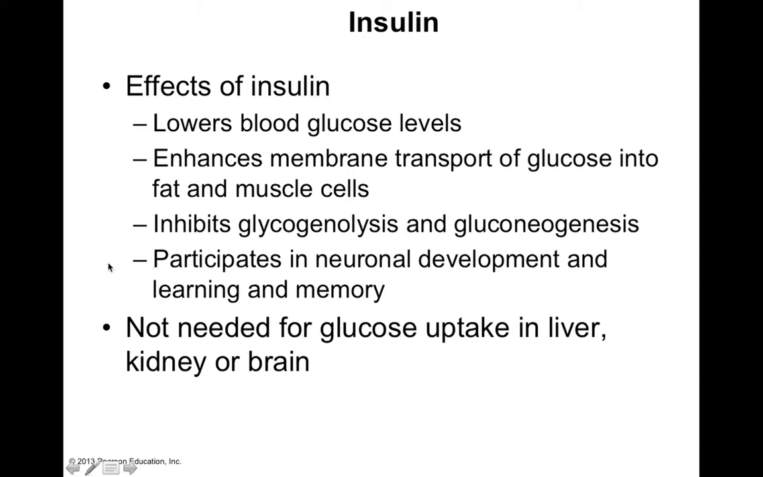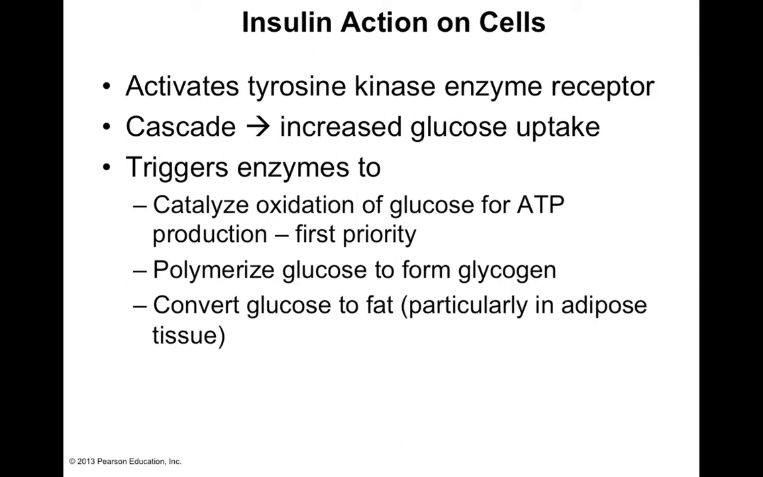Now, not all cells in the body require insulin to have glucose transported into their cells. In fact, liver cells, kidney cells, and brain cells don't require insulin for glucose uptake, whereas the rest of the cells in your body require the hormone insulin in order to get glucose into their cells. The way that insulin exerts an effect on target cells throughout your body is that it binds to a special type of receptor called a tyrosine kinase receptor. Now, this tyrosine kinase receptor is also an enzyme.